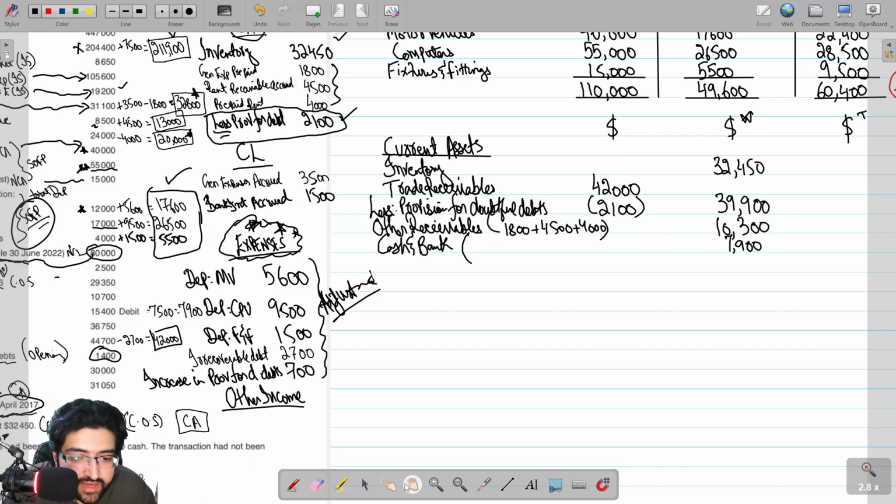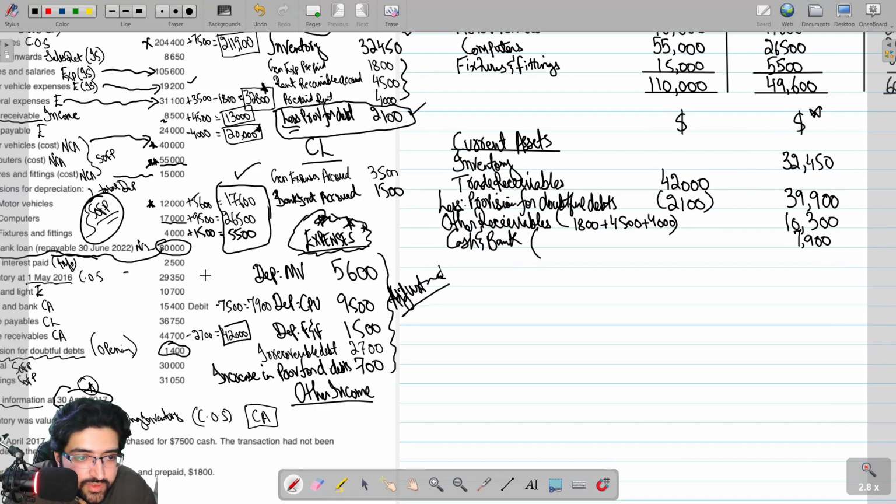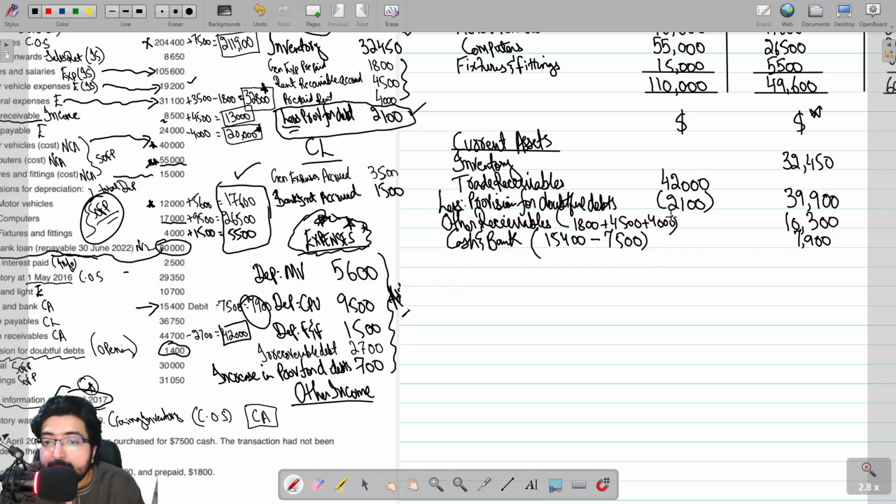What was the value of cash and bank? The cash and bank value was 15,400, as you can see. But then we subtracted 7,500 when we corrected the error. That's how we got 7,900 as the final or new amount here. Okay? So I've shown the working in brackets. The examiner prefers this, so it is better to show it like this. Okay, so we are done with all the current assets.